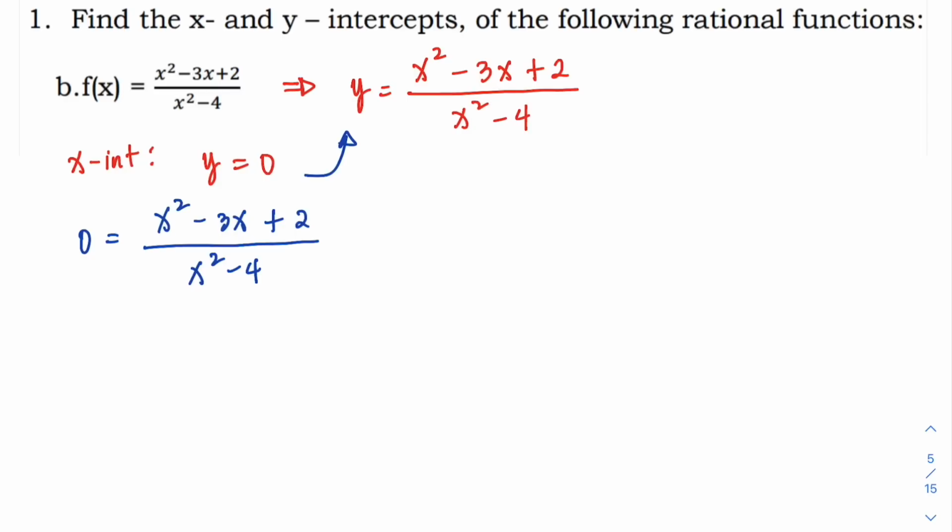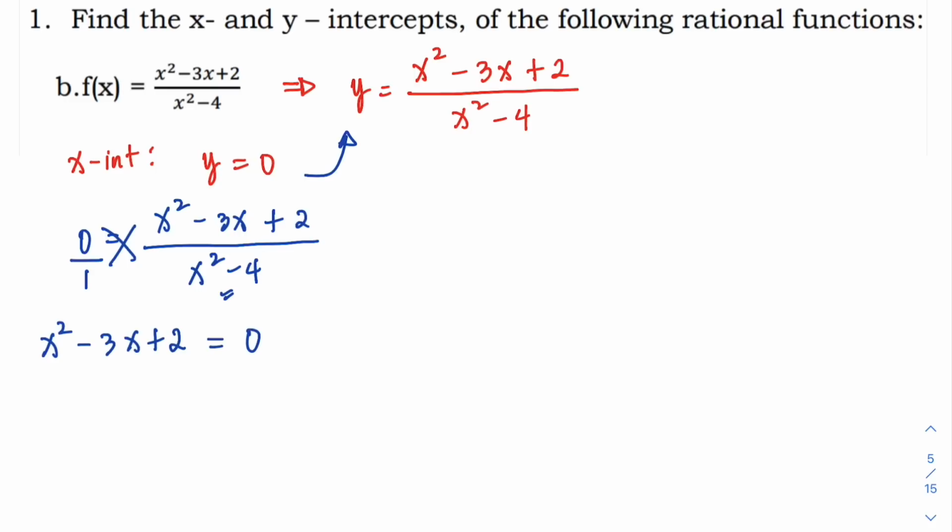Okay? So, since meron tayong 0 sa left side, so pwede nating i-rewrite yan to 0 over 1. Then, pwede tayong mag-cross multiply para i-simplify yung ating equation. Tama? So, multiply natin. X square minus 3x plus 2 times 1. So, meron tayong x square minus 3x plus 2 equals 0 times x square minus 4. So, that is 0.